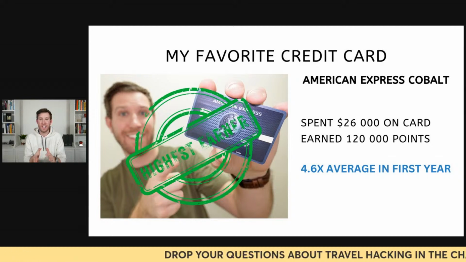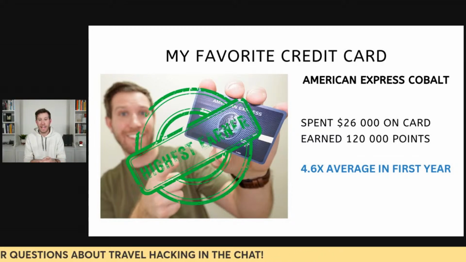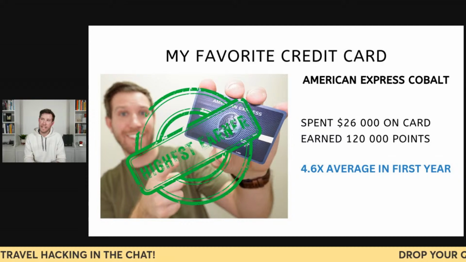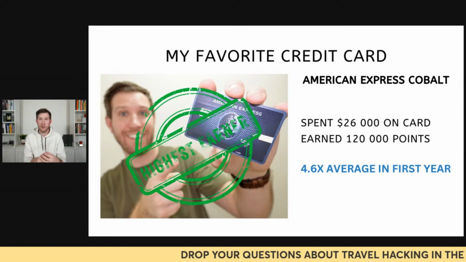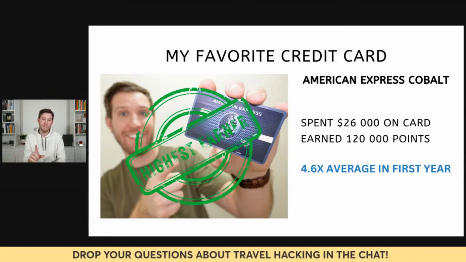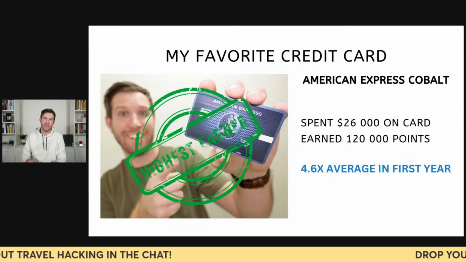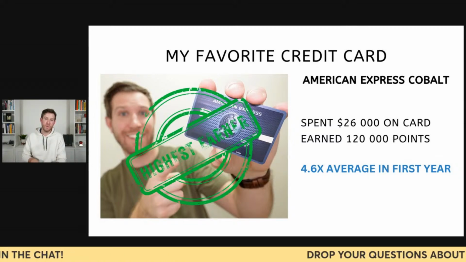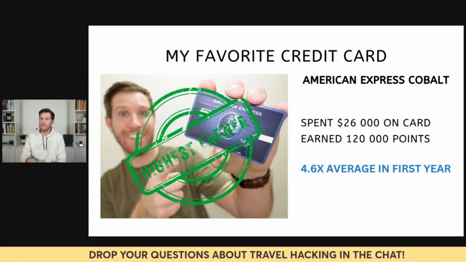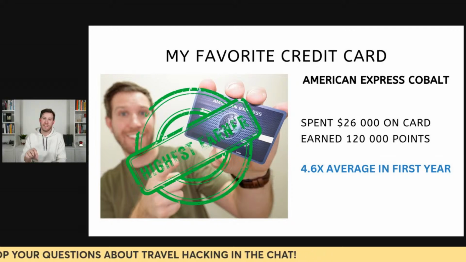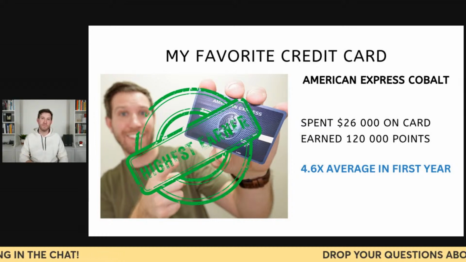120,000 Amex points alone is a business class flight to Europe and back from where I live. And if I was to use those for individual trips, it's about 3 trips to the Caribbean and back, right? So 3 tickets to the Caribbean and back, traveling in luxury and business class. More importantly, that points multiplier worked out to 4.6 times on average in my first year. I have not seen another credit card in Canada that can do that. So that is why I recommend the Amex Cobalt card, because of those insane points multipliers, right?